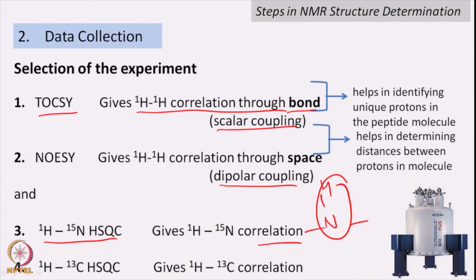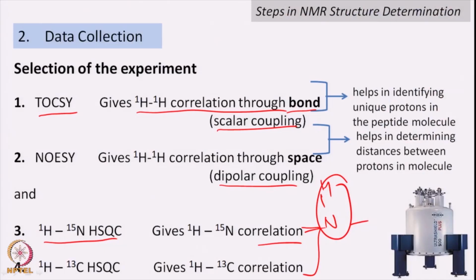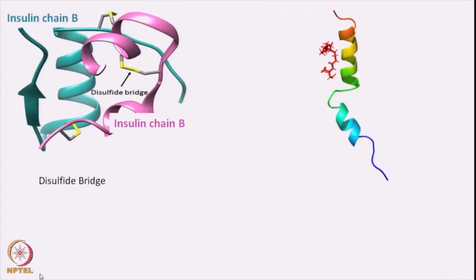After that, one has to record the 13C HSQC for side chain correlations, like H alpha C alpha, H beta C beta, H gamma C gamma and so on. This will give you resonance assignment. TOCSY helps in identifying unique protons in the peptide, and NOESY helps in determining the distance between different protons. All of these will be done on a decent magnet, 500 MHz or above for a peptide. Let us see.